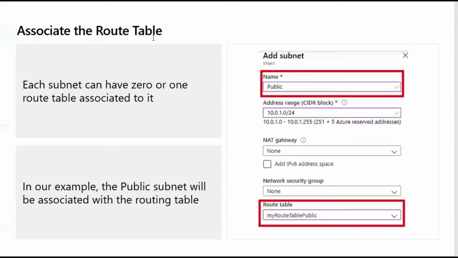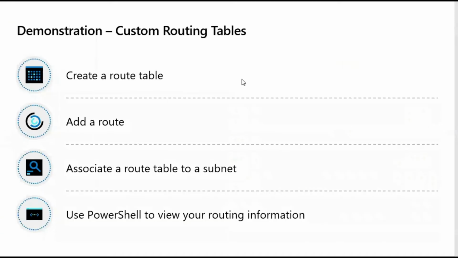And this is how to associate the routing table. We need a name for that, our private subnet, NAT, and then the routing table we configured previously. We need to select that one. Each subnet can have 0 or 1 routing table associated with it. In our example, the public subnet will be associated with the routing table. So we can create a routing table, add the route, and associate the routing table with a particular subnet. These are the things we can do, and later on we're going to check how to do these steps.